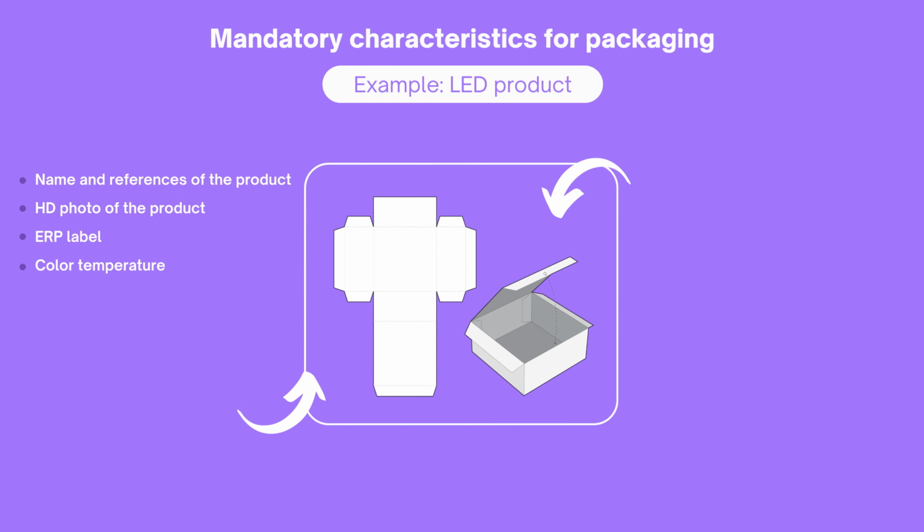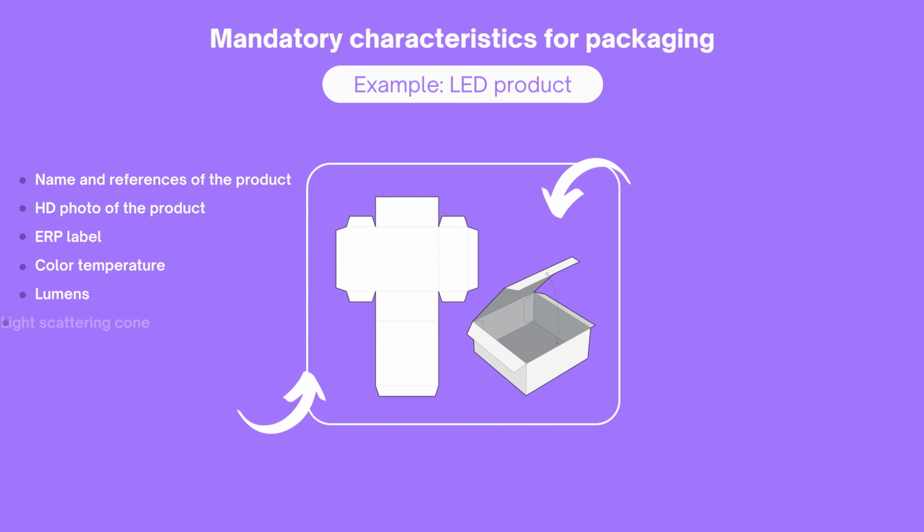Color temperature indicates whether the light is warm, neutral, or cold. Lumens, which correspond to the total quantity of light emitted by the product. The light diffusion cone, which corresponds to the zone where the light is visible. The light diffusion angle, i.e. the direction in which light is projected, which can only be one of these three values, 90 degrees, 120 degrees, or 360 degrees. Volts, wattage.